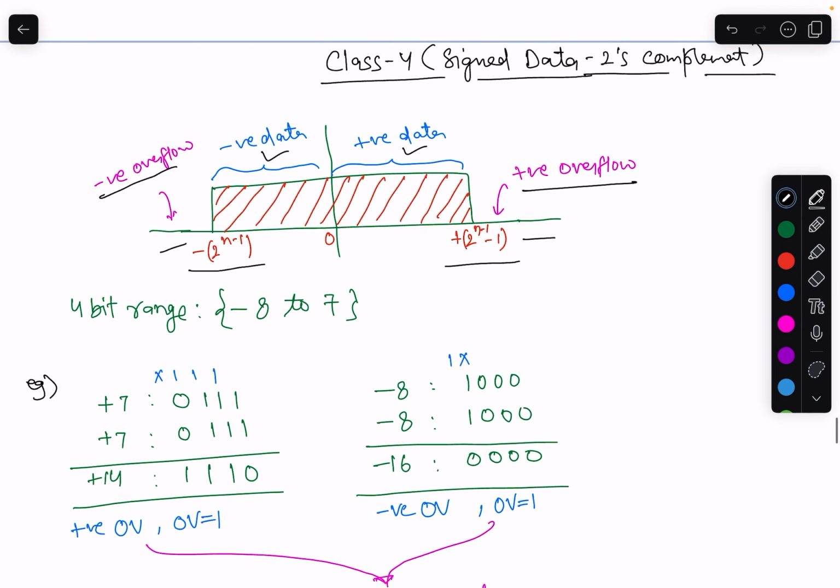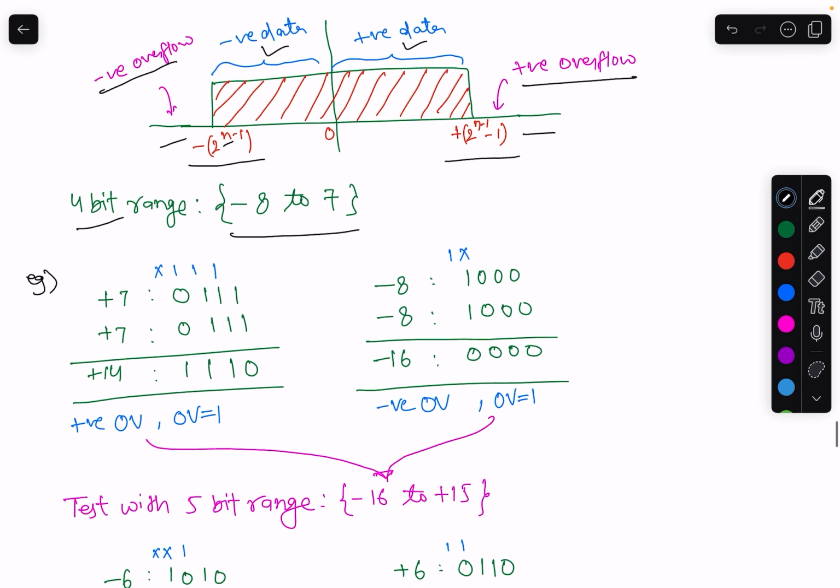So if we take 4 bit, then we can represent minus 8 to plus 7, because if we put n equal to 4 here, it will be minus 2 to the power 4 minus 1, that is minus 8, and here 2 to the power 3 minus 1, that is 7.